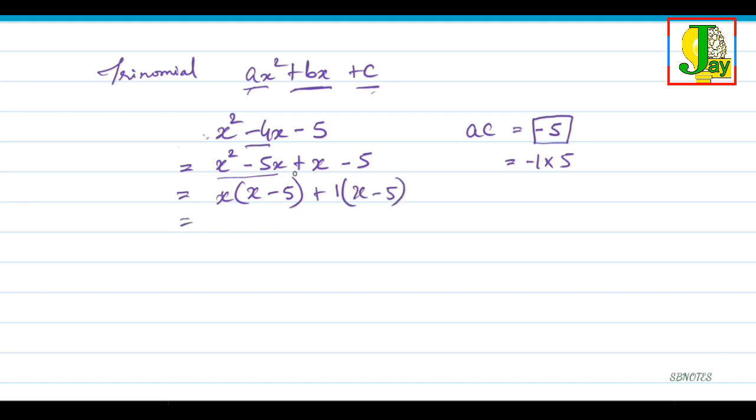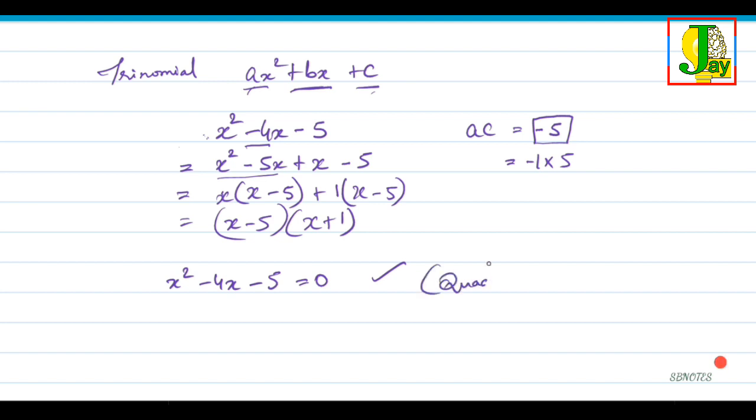So now you have split the middle term and you have found the factors of this trinomial, x minus 5 into x plus 1. Okay, now what happens, this trinomial, when we equate this to 0, now suppose if I write x square minus 4x minus 5 equals to 0, then this is known as a quadratic equation. Okay, so quadratic in the sense the variable power is 2 and hence x cannot be equal to 0.